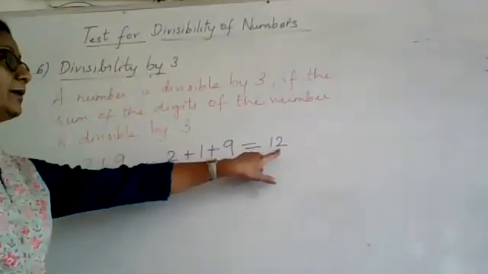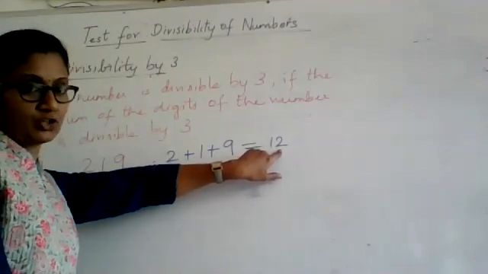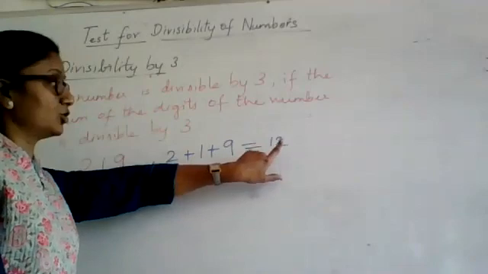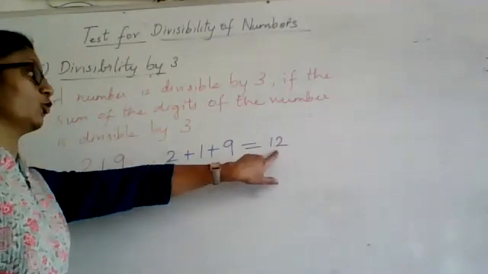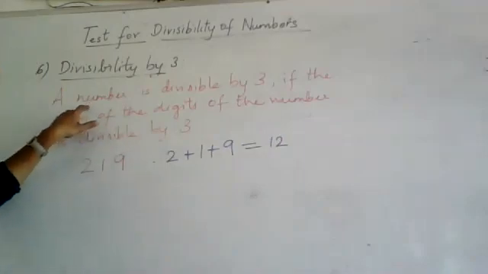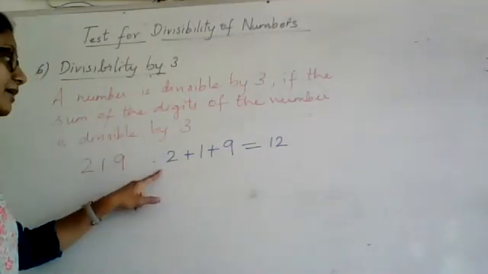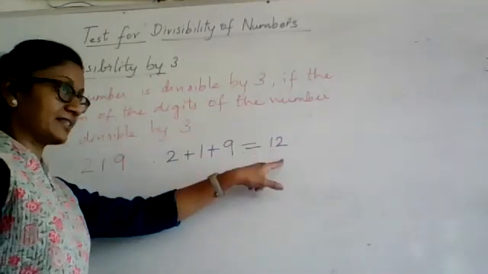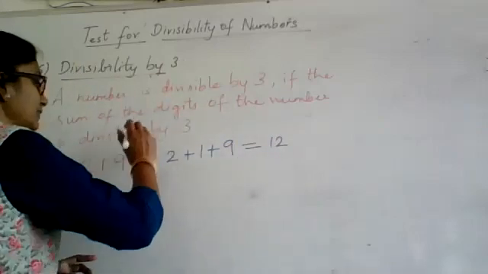Alright. So 12, is it there in the multiplication tables of 3? Yes, we know 3 4s are 12. So 12 is a multiple or it is divisible by 3. Therefore, the given number is also divisible by 3. This is what the divisibility test tells me. If I add all the digits of a number and the sum is divisible by 3, then the given number is also divisible by 3.